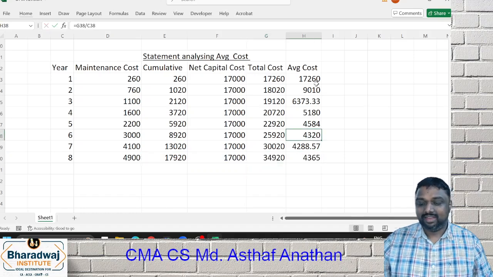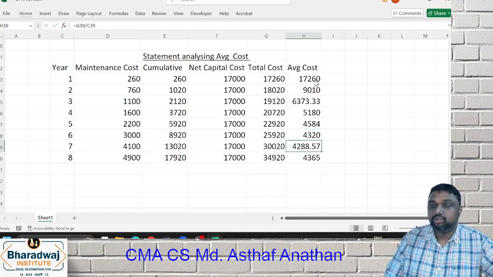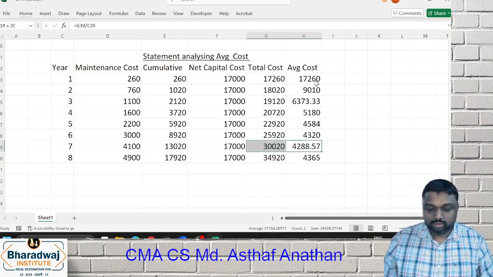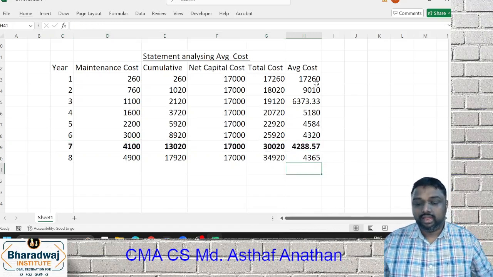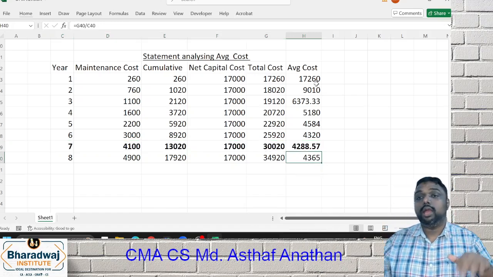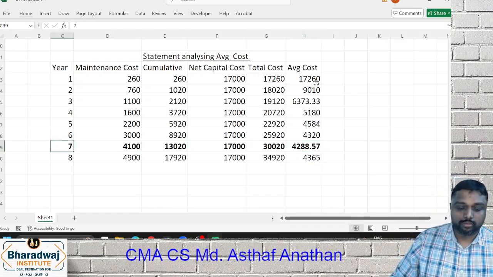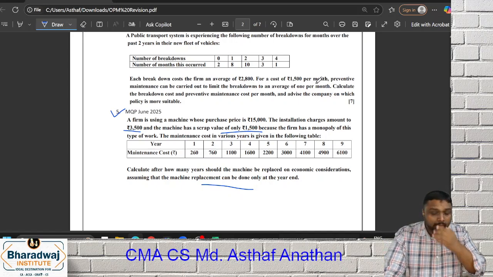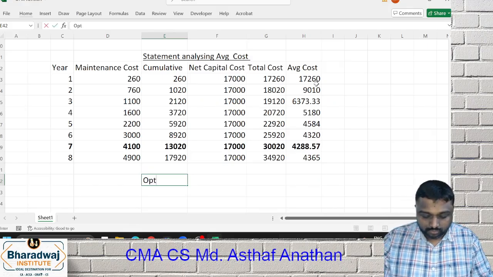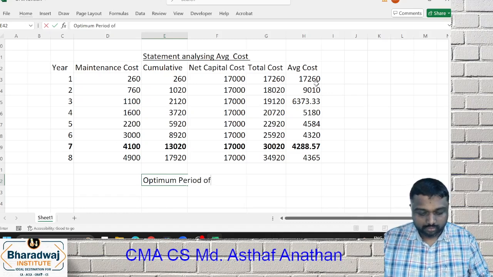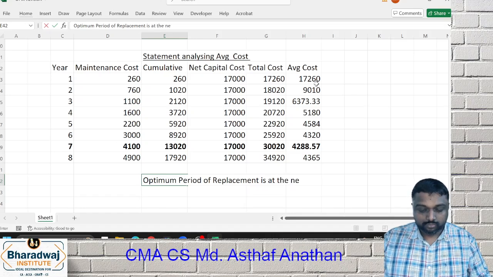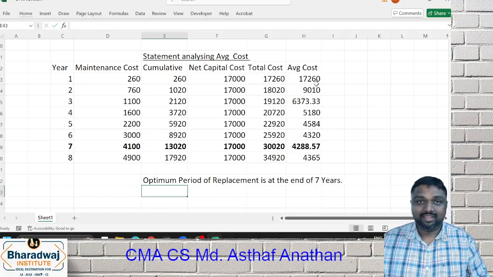See, we are very happy. 4,320 is reduced to 4,288. Next year it starts increasing. That means the lowest cost is at the end of the 7th year. Even if you try for the 9th year, the cost will be above 4,368, so the lowest cost is only up to this. So what are they asking? The optimum period of replacement is at the end of 7 years.